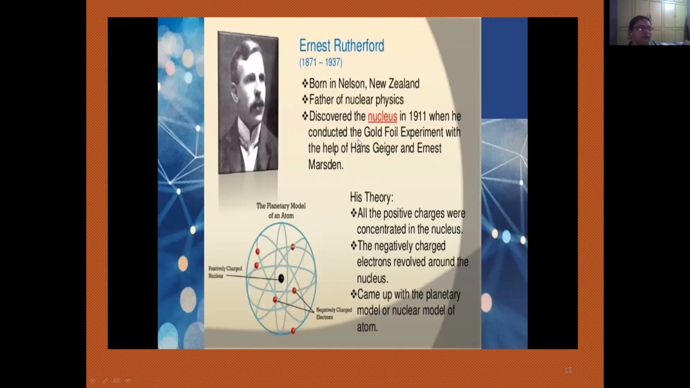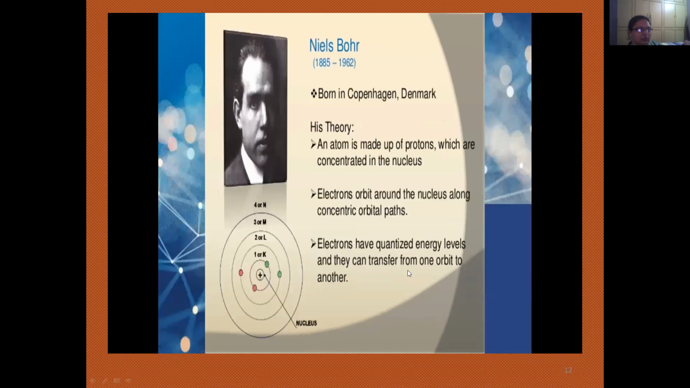Then Ernest Rutherford, who was called the father of nuclear physics. He discovered the nucleus in 1911 when he conducted the gold foil experiment with the help of Hans Geiger and Ernest Marsden. He gave us the planetary model of an atom. All the positive charges are concentrated in the nucleus, and the negative charges revolve around the nucleus.